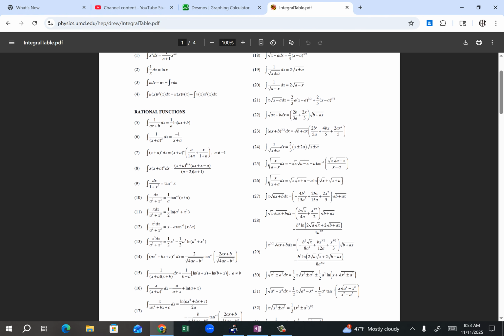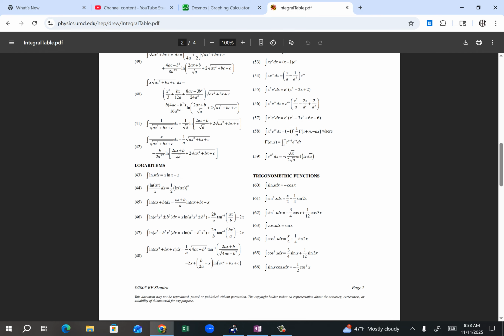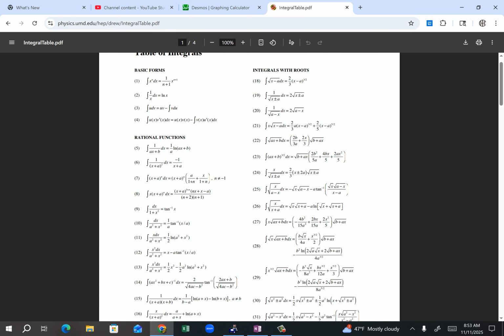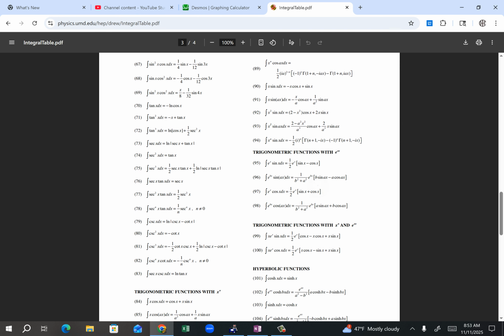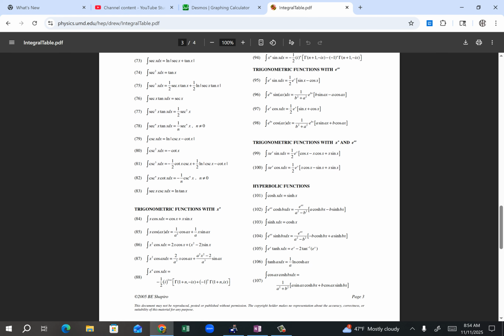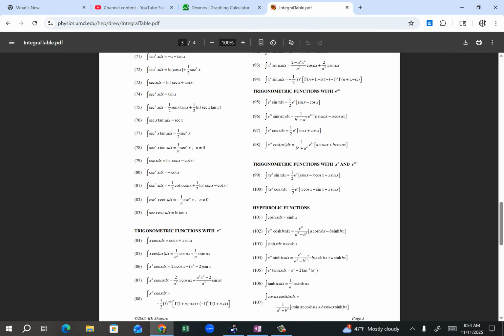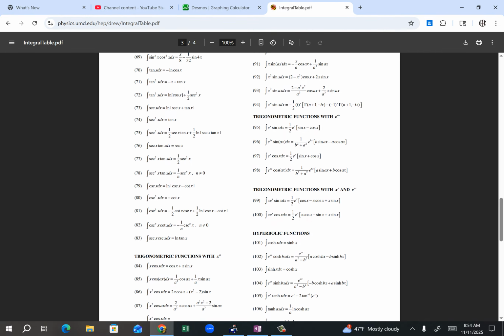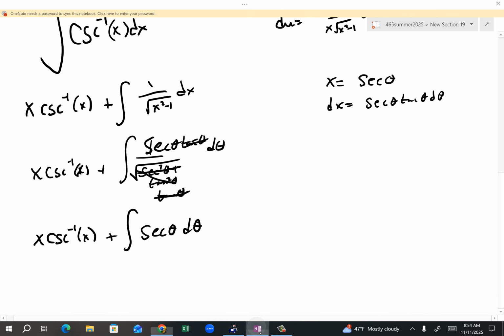That is one you can use a table for. I'll probably have that on the board when we do this problem on the test or something similar to that. The integral of secant is, I should know off the top of my head. I can't find it. It's right there staring you in the face. There it is. It's the ln of the secant plus tangent.